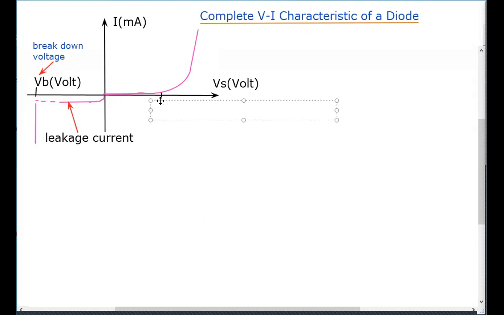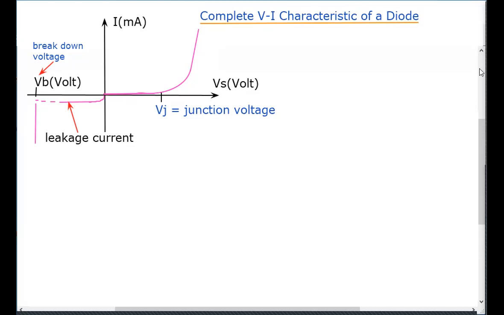Normally we indicate it as VJ. What is it? Junction voltage. Very good. What is the value of the junction voltage for a silicon diode? 0.7 volts, approximately 0.7 or 0.6. What is the junction voltage for a germanium diode? 0.3 volts, very good, approximately 0.3.